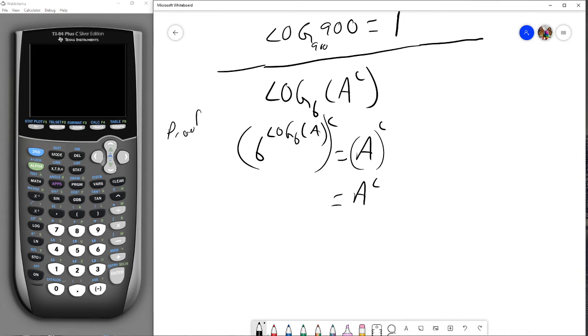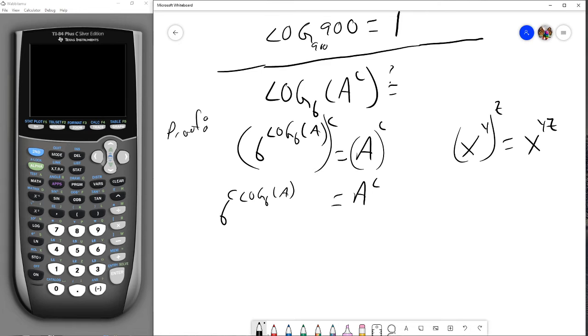In fact, we'll call this a proof, even though we don't even know what this is yet. And then on the left here, this is the same thing as b to the log base b of a, and we'll have a c in front because of our properties of exponents. When you have something x raised to an exponent y, and that's raised to the z, that's the same thing as x to the yz power. So this is the property of exponents we are using.